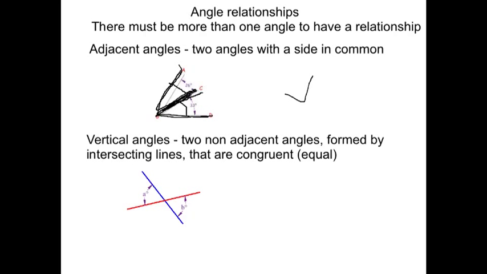So if an angle is like this, two angles, these are non-adjacent angles. They don't have a common side. This angle and this angle, they're adjacent. They have a common side.